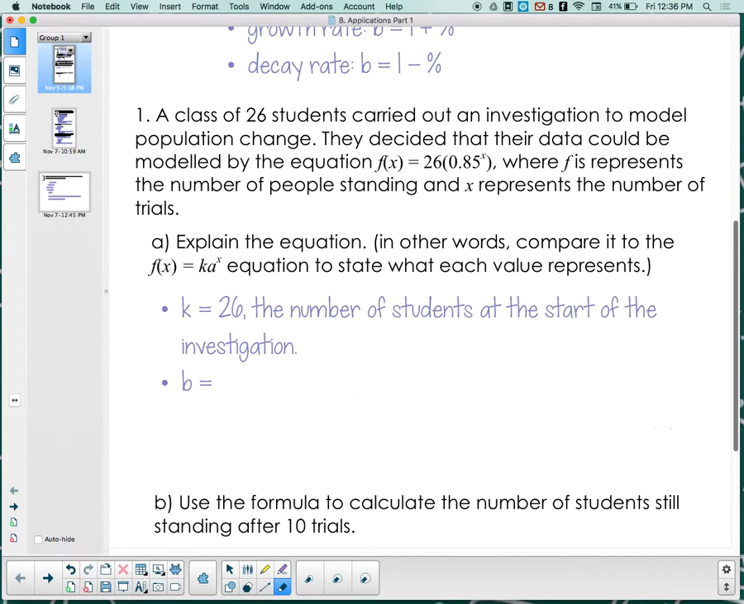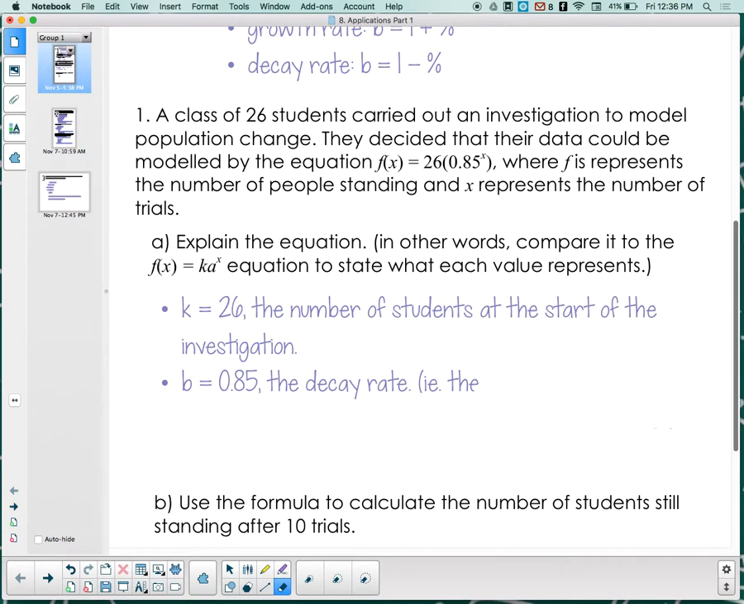What is our b value for this equation? Julia? 0.85. What does that represent? Is it a growth or a decay? Decay. Why is it a decay? Less than 1. Okay? This is our decay rate. When your base is less than 1, it's a decay rate.